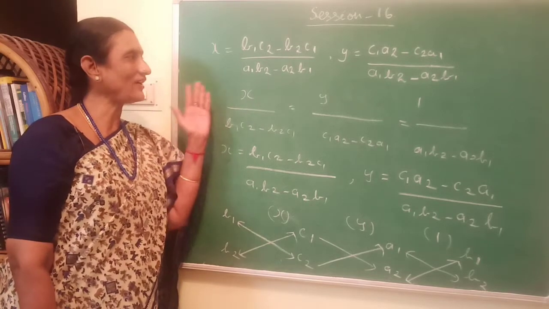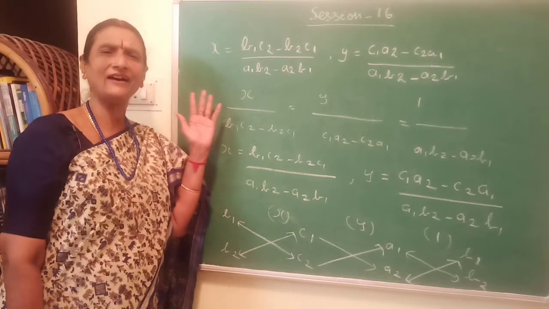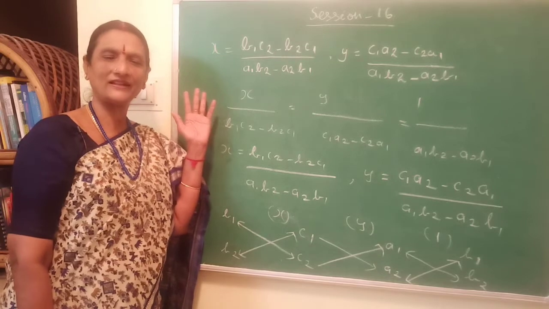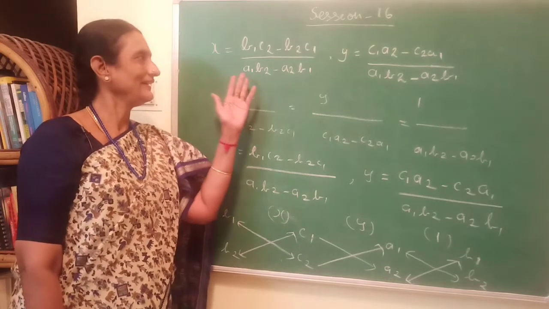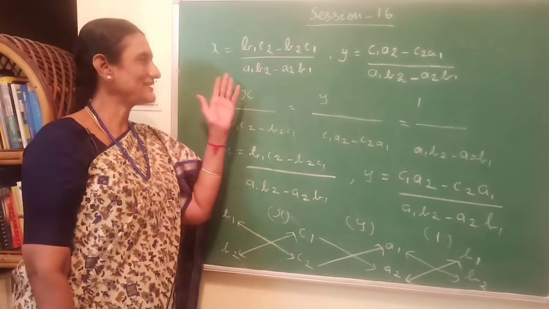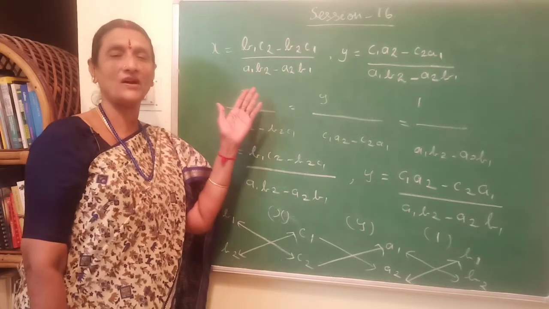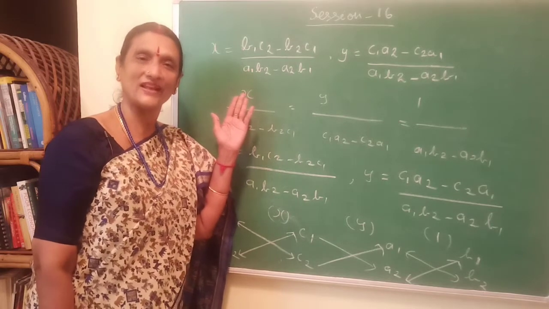And another thing, on seeing the formula, you'll all have some doubt. Can you tell me what is that doubt? Yes. What will happen if that denominator becomes 0? That is, a1 b2 minus a2 b1 becomes 0. What will happen? You won't get the value of x and y. Yes, that's very true.